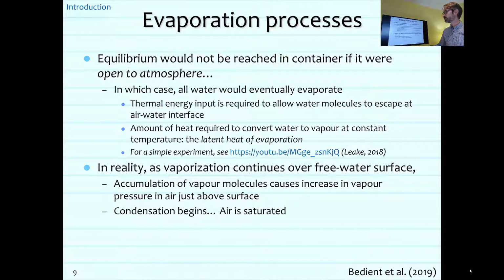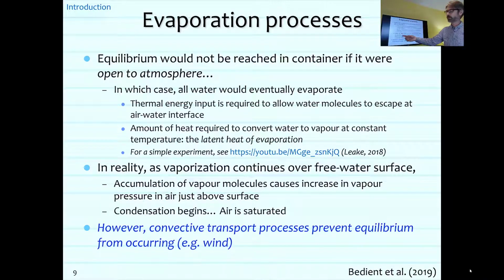In reality, as vaporization continues over a free water surface that's open to the atmosphere, you get accumulation of vapor molecules in the air immediately above the water surface, and that causes an increase in the vapor pressure in the air just above that surface, which stops any further evaporation from occurring. So at that point, condensation begins because the air is saturated. In some cases, you can see this over a lake in the summer, where there's sort of a mist or a fog over the lake in the early morning. That's where the air is saturated right above the water surface.